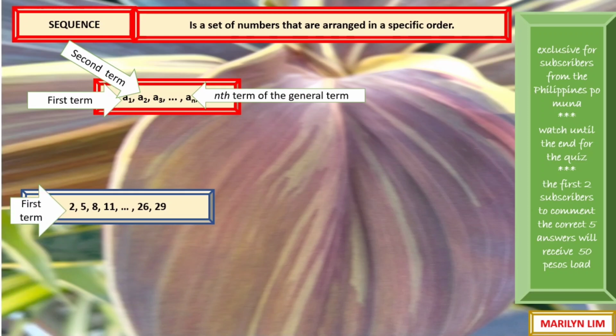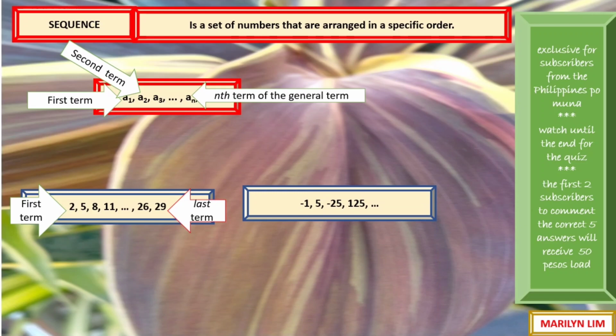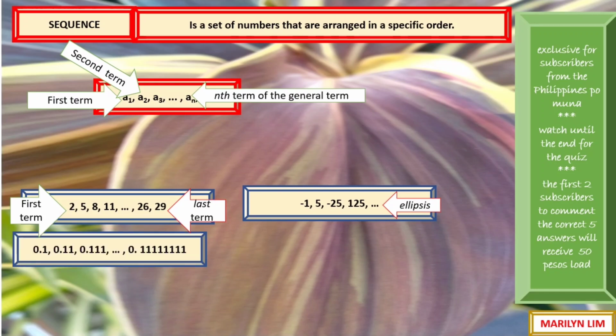So let's have an example. In our given 2, 5, 8, 11, 26, 29, 2 is the first term and 29 is the last term. How about this one? Negative 1 is our first term, but as you can see, we have the three dots, or what we call ellipses. The ellipsis found at the end of a sequence indicates that the sequence is infinite.